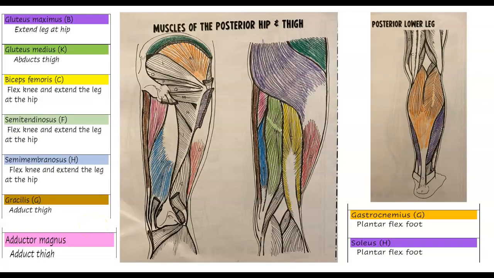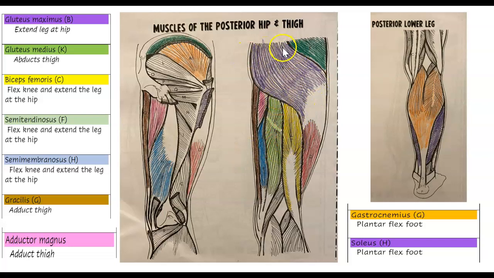So looking at the back of your leg, the posterior leg, this is going to be your hamstrings. Again, here's a superficial view. This is what you would see if you just peeled the skin off. And here's what you would see if we looked deep. So these are deeper muscles than these are. These are more shallow muscles.